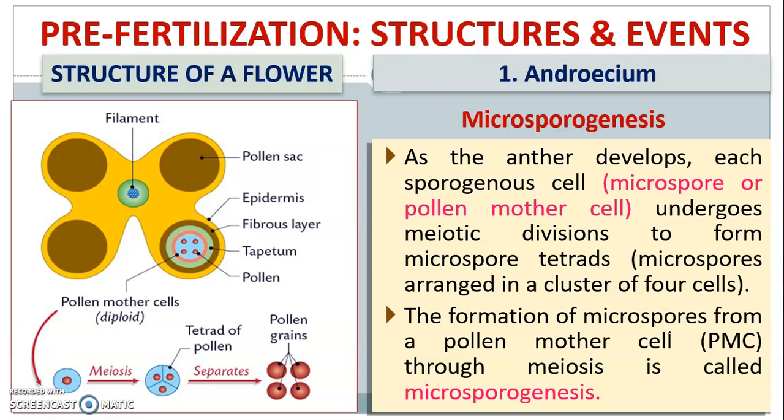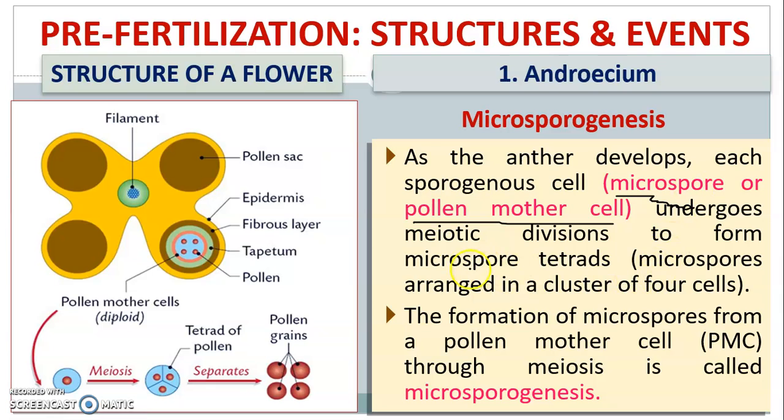Now, in this slide you can see the process of the formation of the pollen grain, how pollen grain forms inside the anther. As the anther develops, each sporogenous cell is known as the PMC, pollen mother cell. What do we call it? Pollen mother cell. It is also known as microspore mother cell. So pollen mother cell or microspore mother cell, both are the same thing.